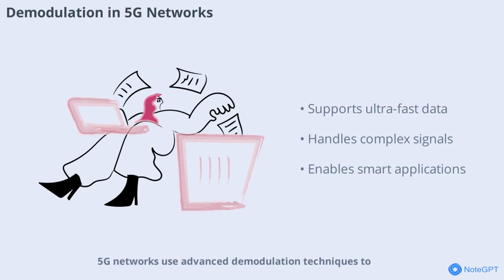5G networks use advanced demodulation techniques to support ultra-fast data rates and low latency. These systems must handle complex modulation schemes and rapidly changing signal conditions. The success of 5G depends on the ability to demodulate signals accurately and efficiently, enabling new applications like autonomous vehicles and smart cities.